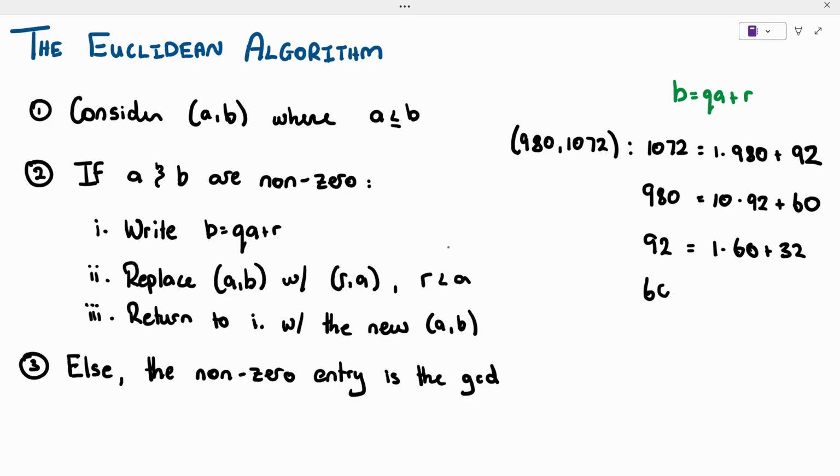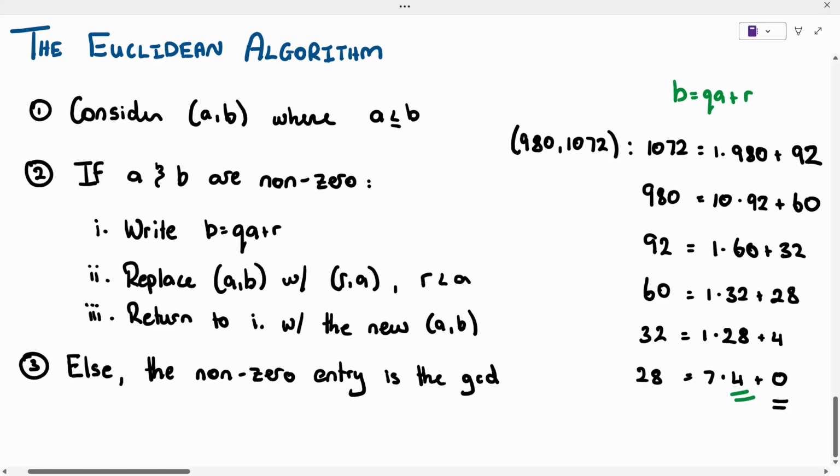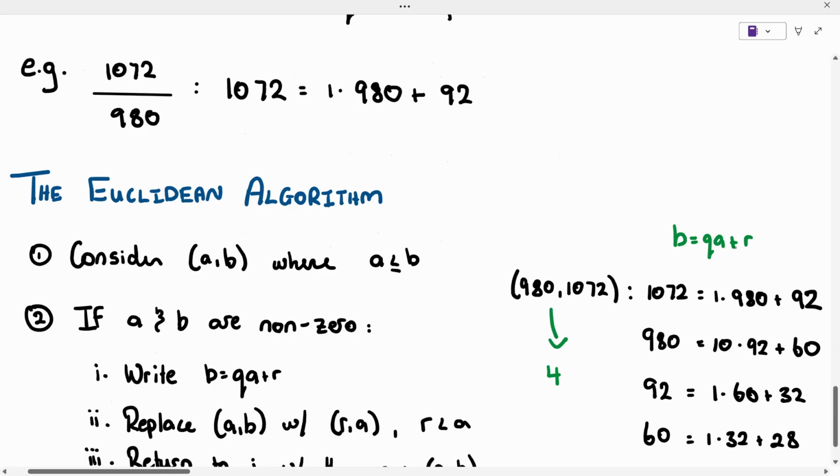We take 60, we write that as 1 times 32 plus 28. We take 32, we write that as 1 times 28 plus 4. Take 28, and we write that as 7 times 4 plus 0. And we terminate here when we get 0. So using this updated version of the Euclidean algorithm, we get that the GCD of 980 and 1072 is 4, which is exactly what we got in our slower version.